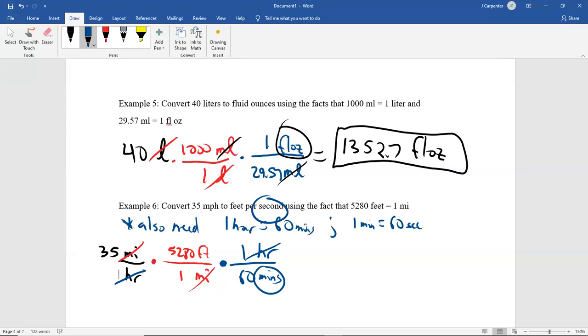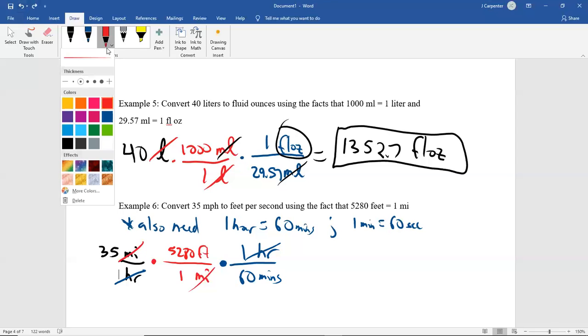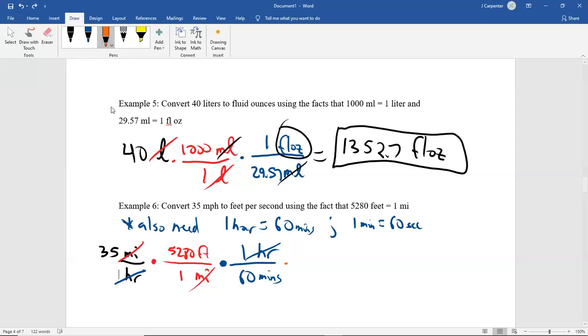But we're now in minutes. Is that what we wanted? No, we wanted seconds. So we got to get rid of the minutes. Nobody said these were always short problems. So let's go to orange for our next multiplier. Out with the old. Minutes are the old. Minutes are in the bottom, so in our multiplier, they go in the top. How many minutes to how many seconds? 1 minute to 60 seconds.